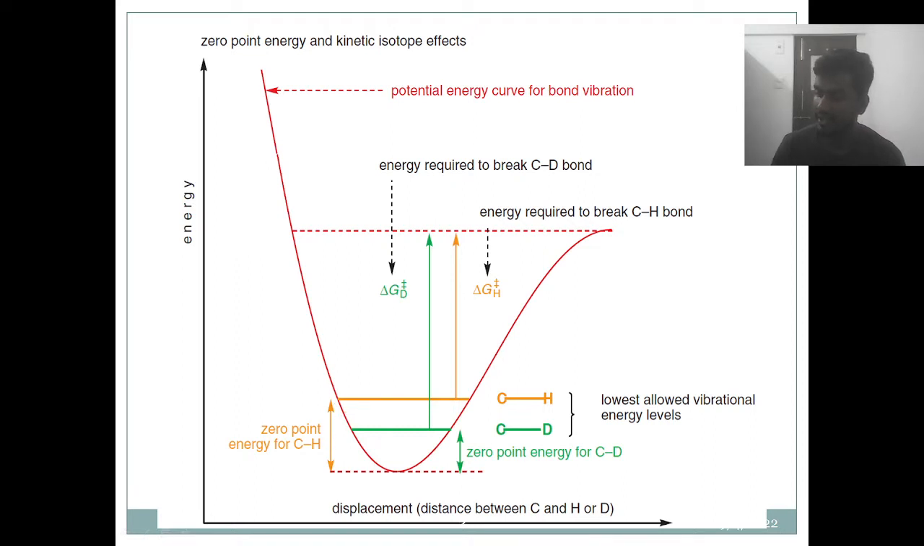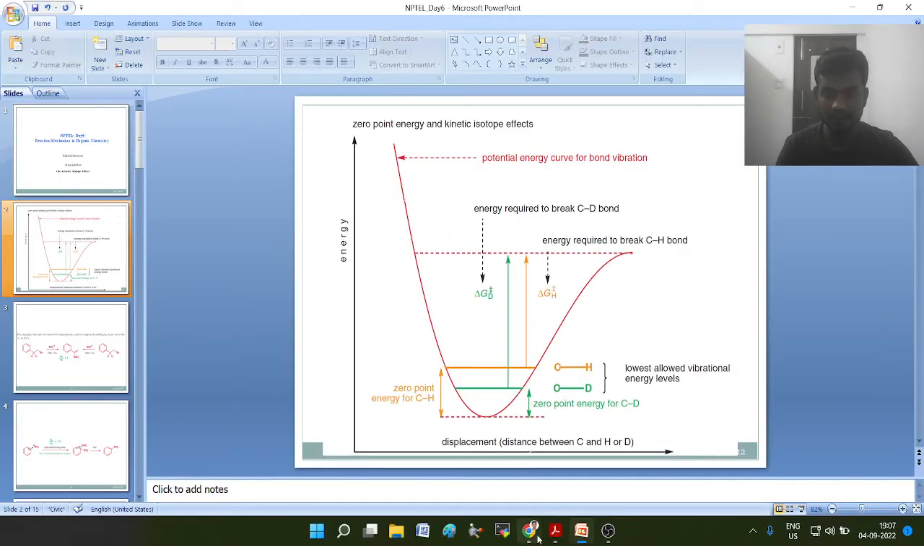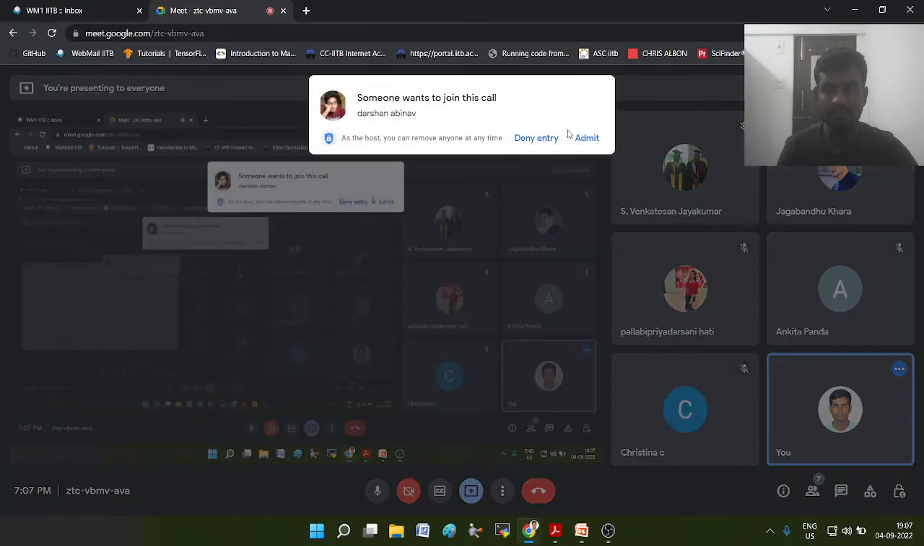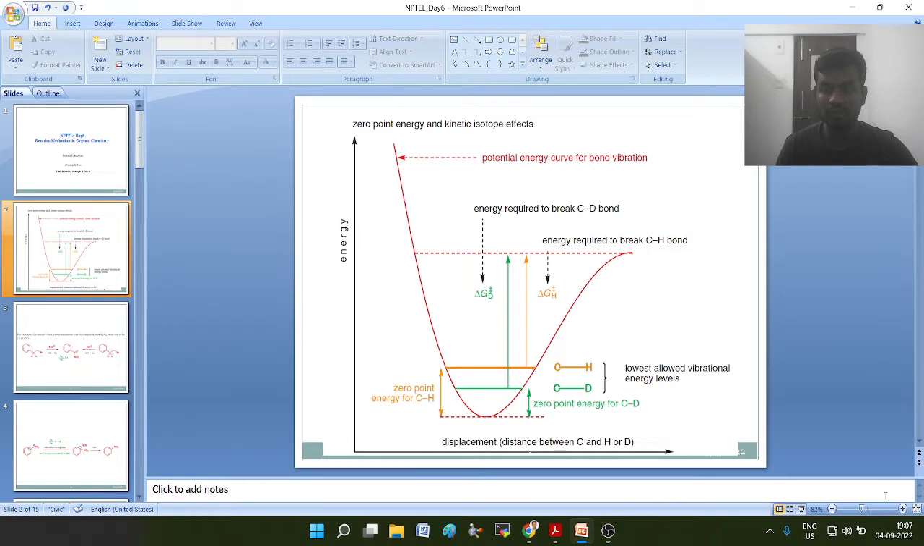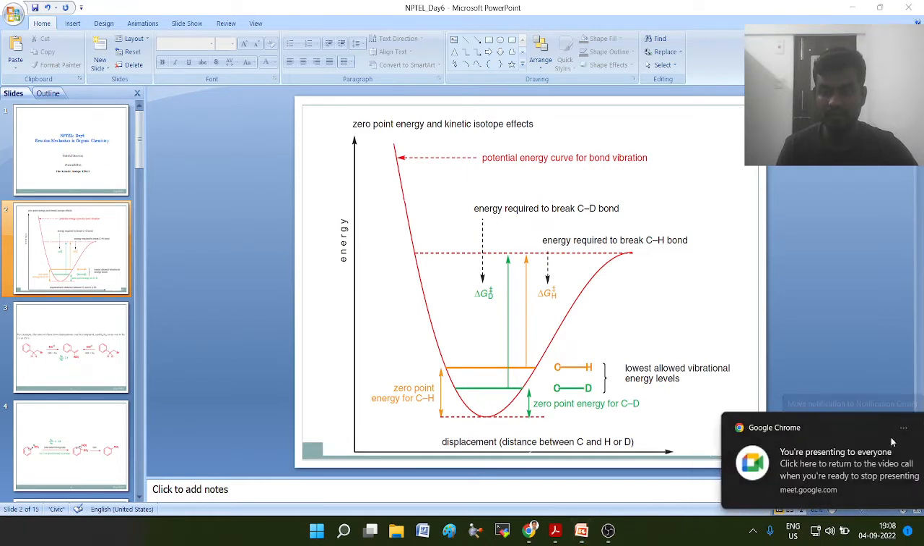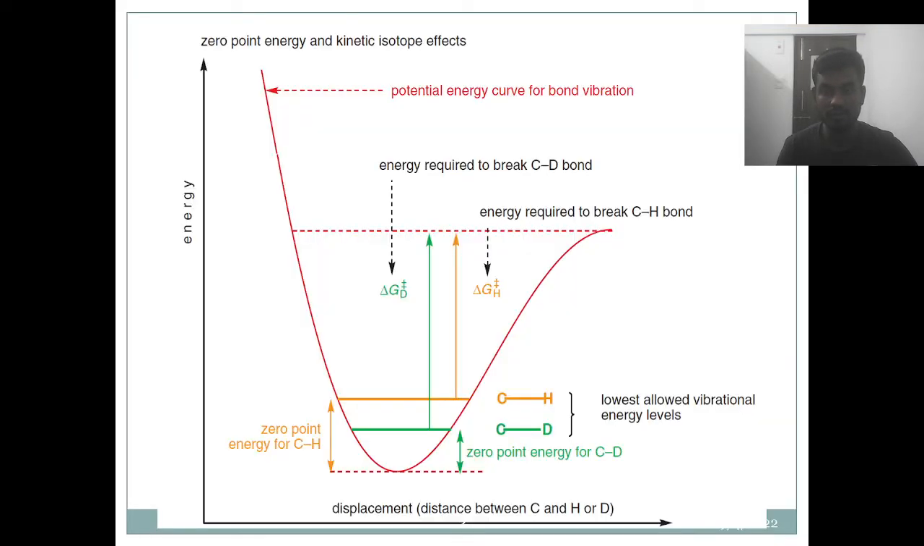Any CH bond has a characteristic vibration, which imparts some energy to the molecule in its normal state. So this is the situation. Now, let's say we replace that CH bond.